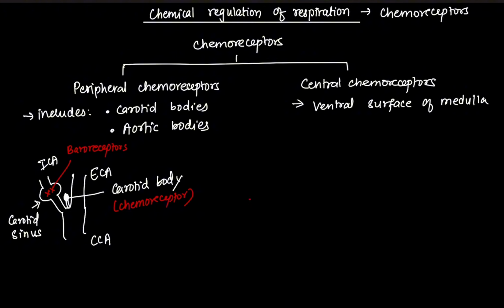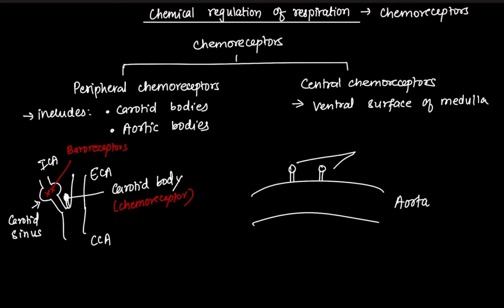Similarly, if this is your arch of aorta, this arch of aorta also consists of various tennis racket like structures, and since it is found at the arch of aorta, this structure is known as the aortic bodies, right? And similarly, at the arch of aorta, there are baroreceptors here also. So baroreceptors are present at both locations. Okay, so these aortic bodies are chemoreceptors. Do you get me?